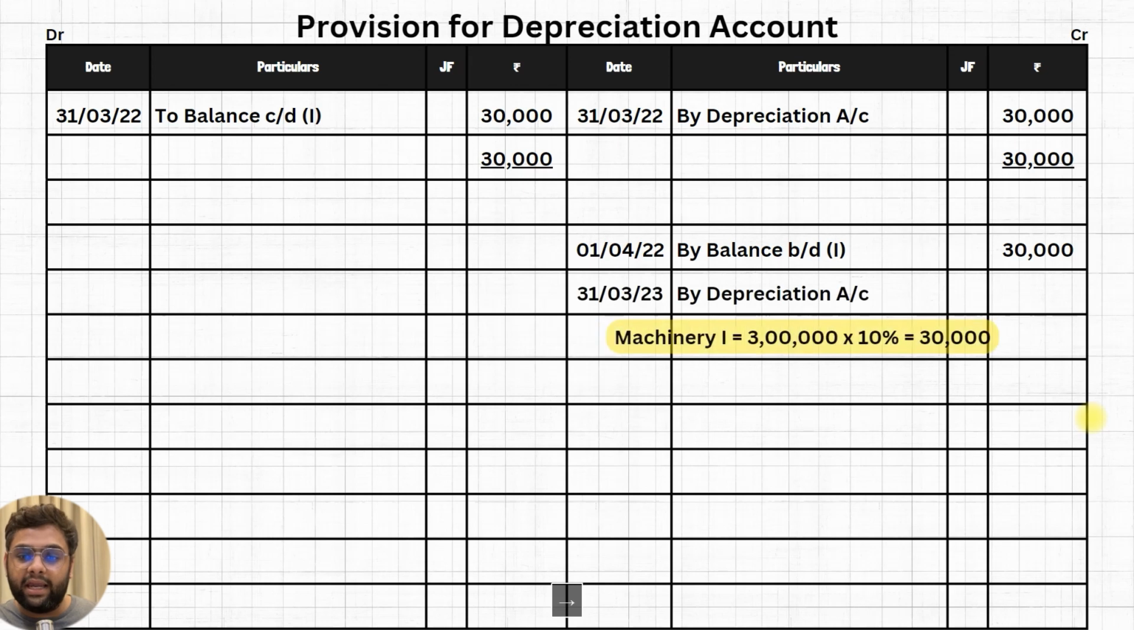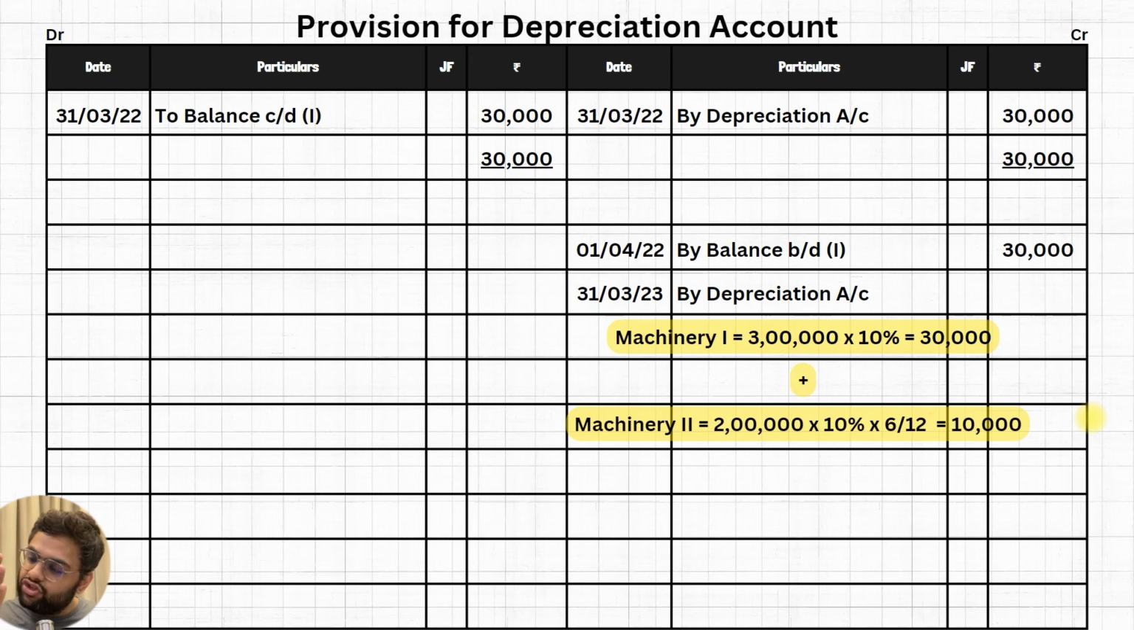Let's look at the working. Machinery 1, it's going to be 3 lakh into 10%, 30,000 plus machinery 2, 2 lakh into 10% into 6 by 12 because you have purchased this machinery on 30th September, which means October, November, December, Jan, Feb, March. Only 6 months of depreciation will be charged on this machinery, which is 10,000. So the total depreciation will be 30 plus 10, 40,000.